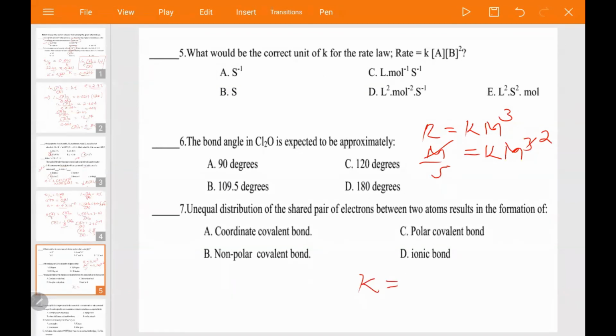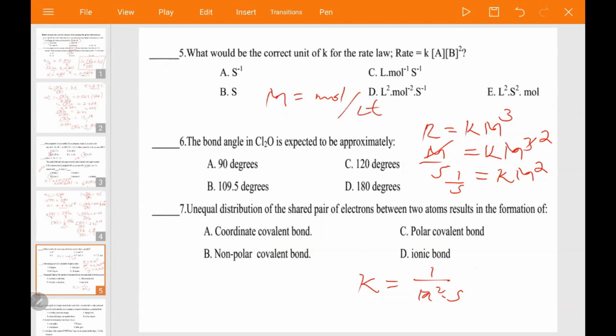From this expression, I have 1 over second equal to K m square. So K means divided by m square, so K is 1 over m square times second. But meter is not expressed in molar; we don't have molar in any of the choices. We have liter, because molarity means mole per liter.